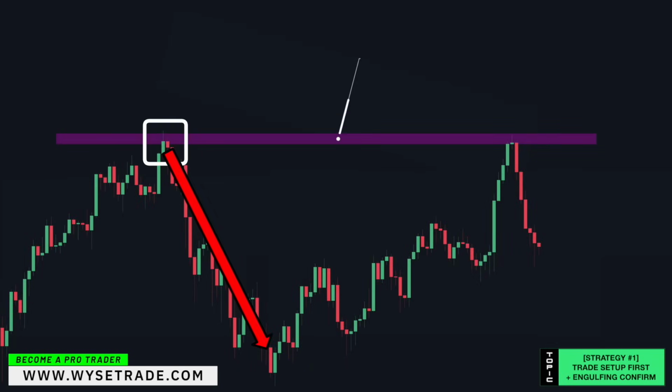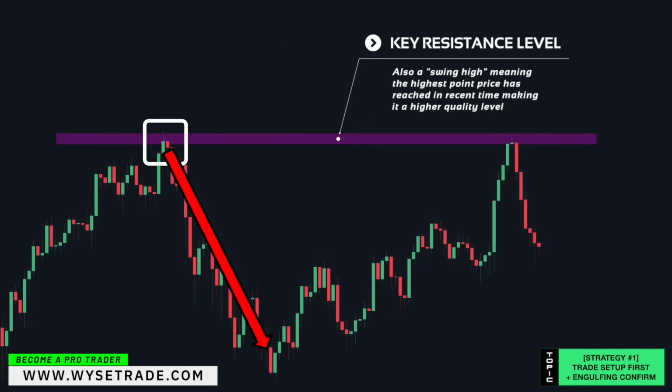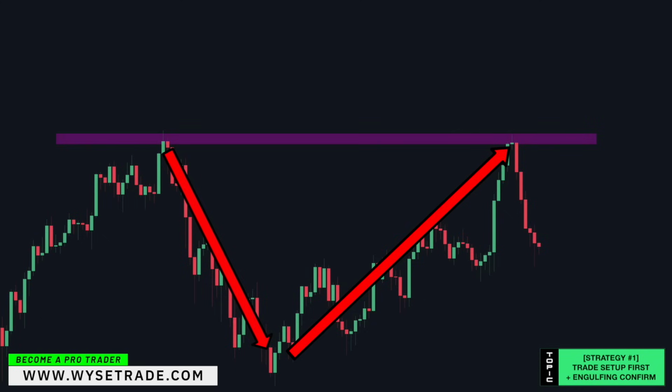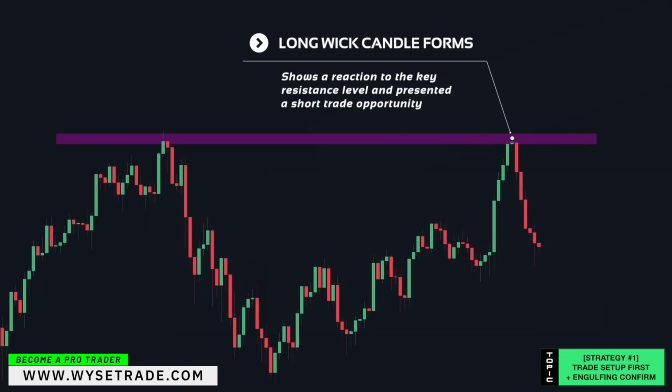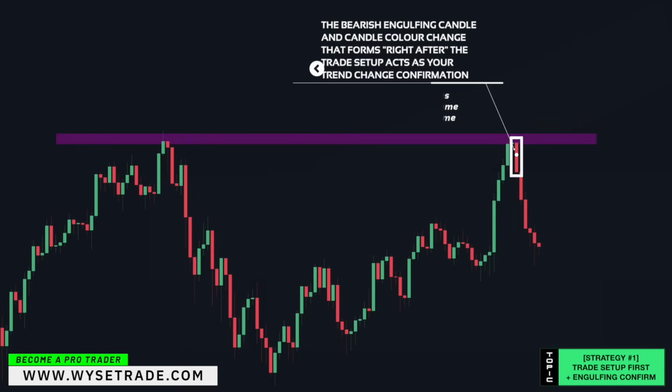This reversal point here gives you your key resistance level that is also a swing high, making it an even higher quality level. Once price comes back up to the level, you had a long wick candle form, which presented a short trade opportunity. Once you had the bearish engulfing candle confirmation, that is also a candle color change, you would look for short trade setups.